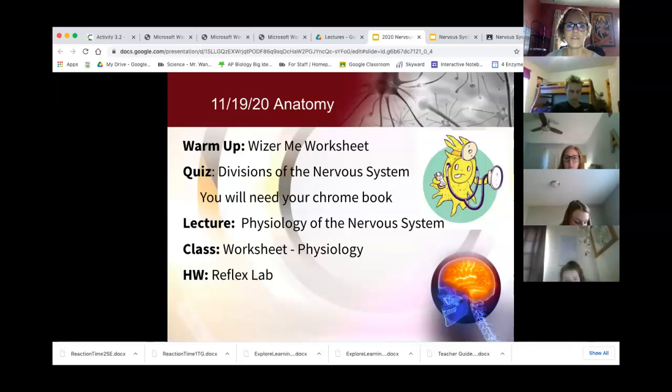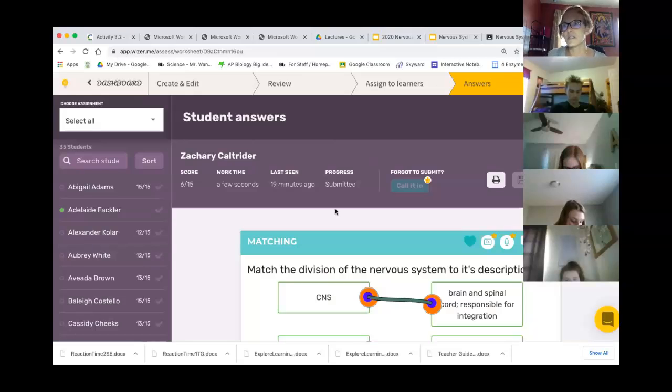And then physiology of the nervous system. A lot of it should sound very familiar from the muscular system. And then we'll have a follow-up worksheet that goes with that. Hopefully you find your worksheets have been coinciding with the lectures this week. So let's look at our interactive worksheets.